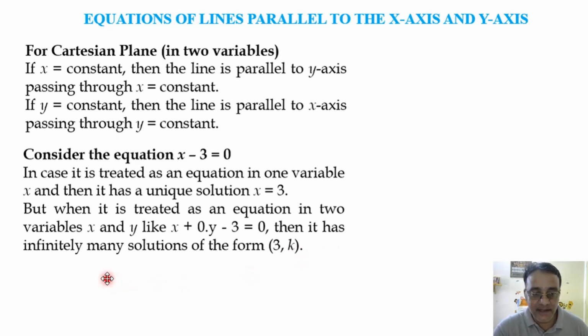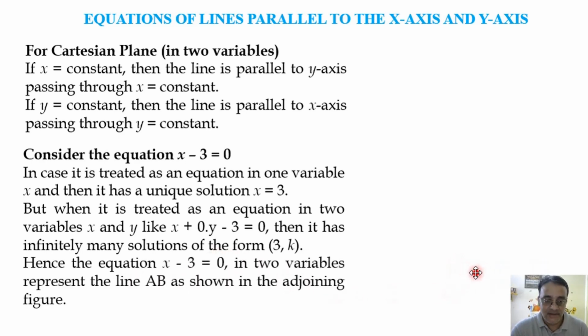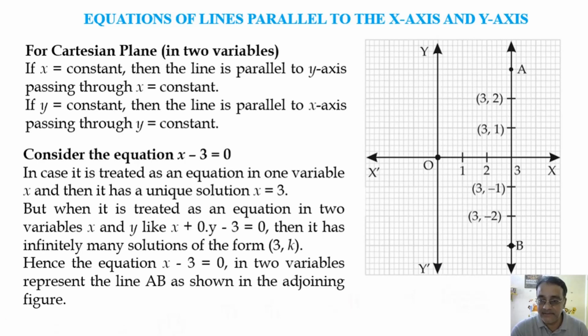So it has infinitely many solutions and we'll get a line parallel to y axis. Hence the equation x minus 3 equals 0 in two variables represents the line AB. This one is a line parallel to y axis, passing through x equals 3. Any doubt in this one?